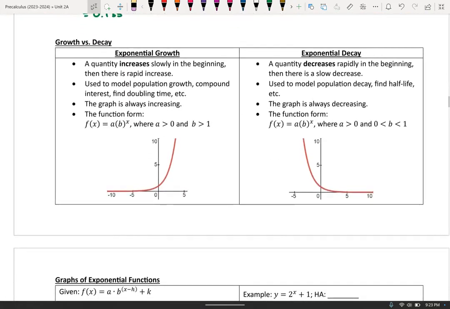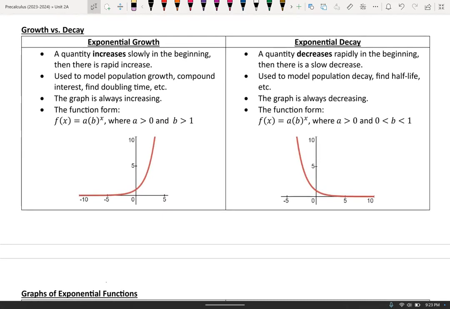All right, we're going to go ahead and continue with looking at our growth and decay functions here. So growth indicates that a quantity is increasing slowly in the beginning, and then there is rapid increase. We kind of see that with the exponential graph here. This is used to model population growth, compounded interest, finding doubling time, and more. In this case, our function is always increasing. Even if it looks flat here, it is increasing. It just increases very slowly until it hits this part where it starts shooting up very, very fast.